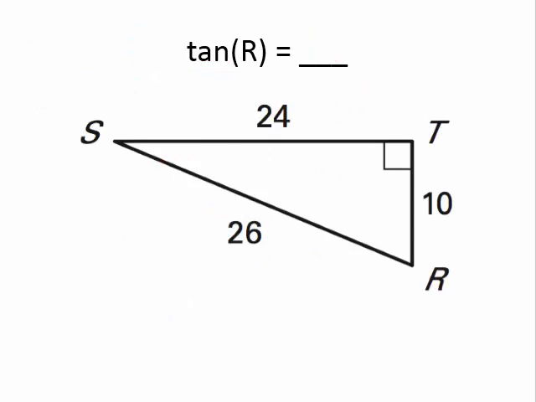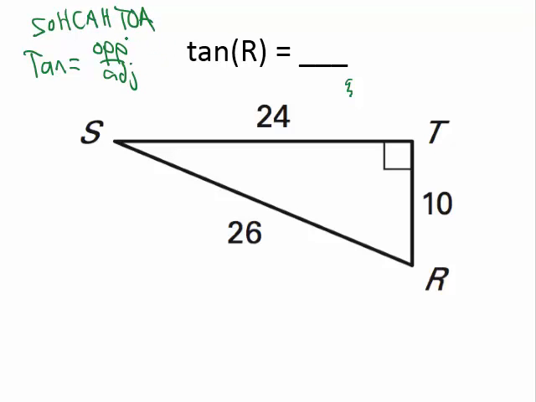And our last example, go ahead and find tangent R, pausing the video, and press play when you're ready to see the answer. So tangent R, remember tangent is the TOA portion, so tangent is going to equal the opposite over the adjacent. Again, looking at SOHCAHTOA. TOA, O is opposite, A is adjacent, so we look at angle R. We find the opposite side is 24, and the adjacent side is 10, so we get 24 over 10.